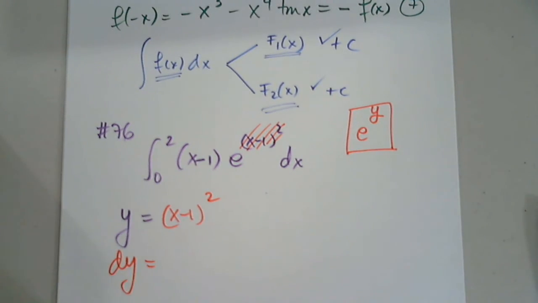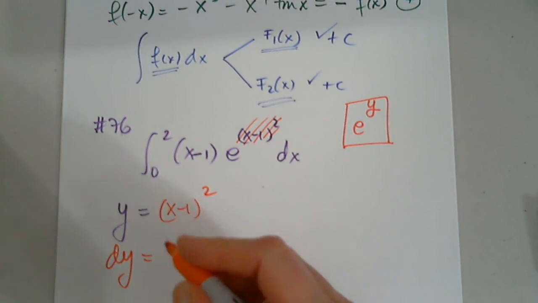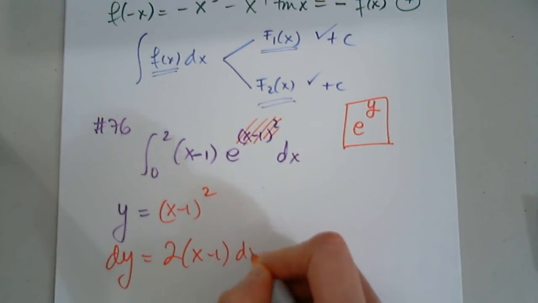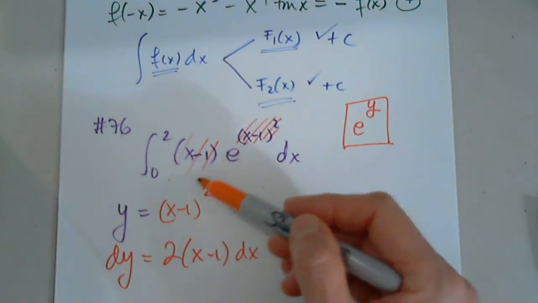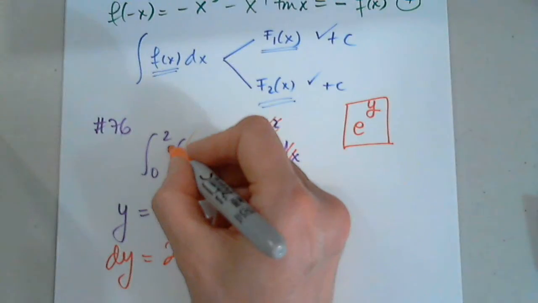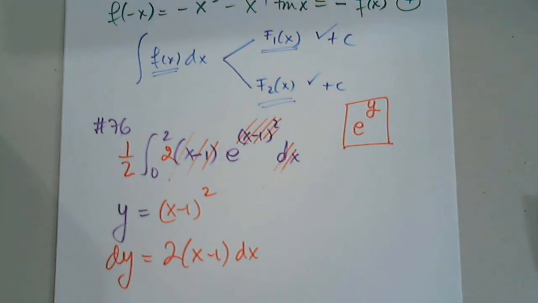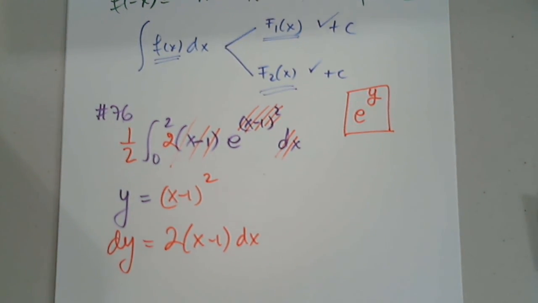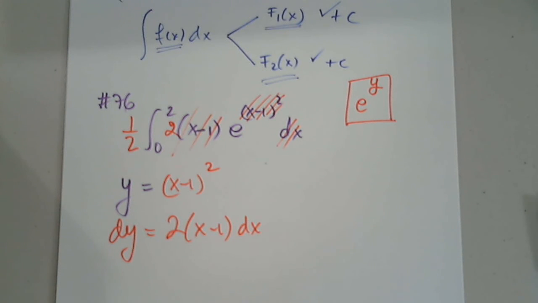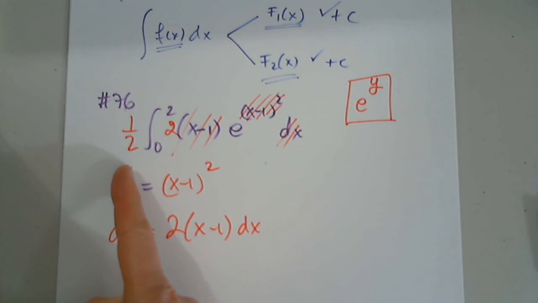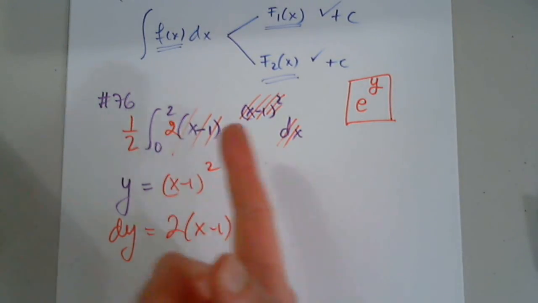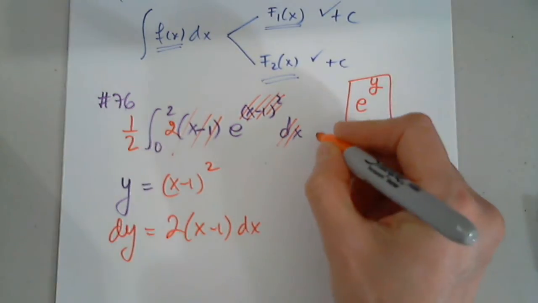I need dy. Can anyone give us the dy? 2 times x minus 1 dx. Excellent. Do I have it? Of course I do. I don't have the 2. Who cares? I can make up any constant I want. As long as it's a factor, I can make it up anytime. I multiplied by 2 and divided by 2. That's 1. Didn't make any change.